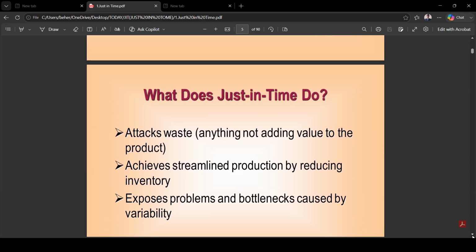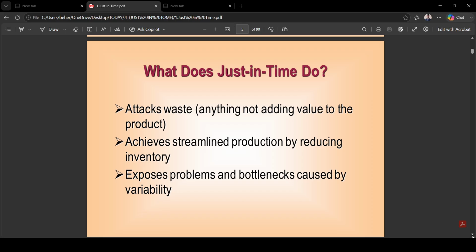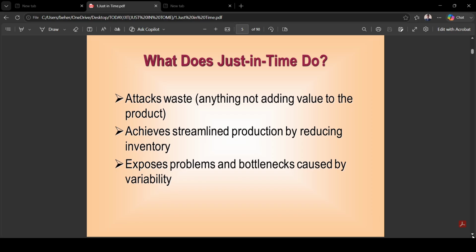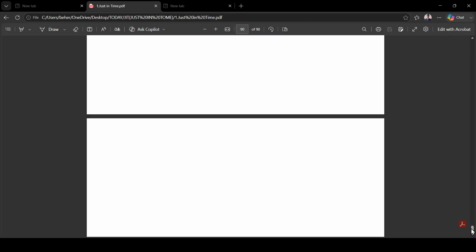What does just in time do? It attacks waste, anything not adding value to the product. It achieves streamlined production by reducing inventory. It exposes problems and bottlenecks caused by variability.